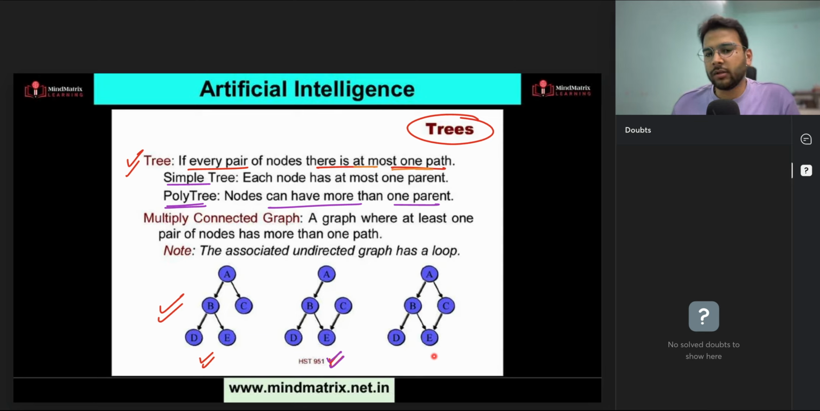What about third one? Is it a tree? Now, the third one is not a tree. The third one is not a tree. Why? Because if you consider A and E, there are two paths existing, via B and via C. So this is not a tree. Clear? But this is a graph, directed graph, you can say. And yeah, there's no cycle also, but yeah, this is a graph.